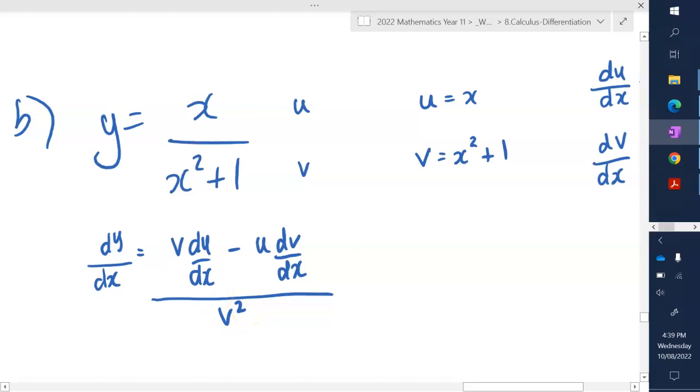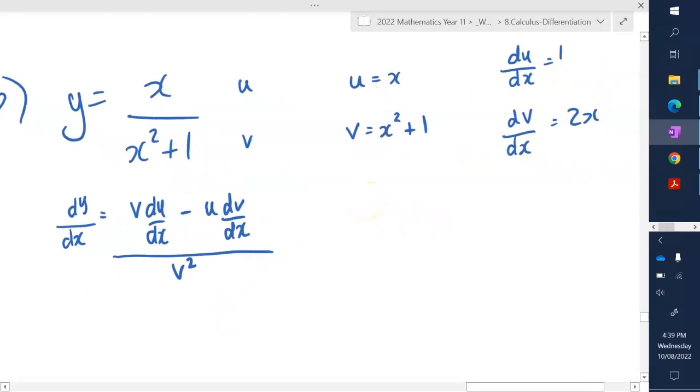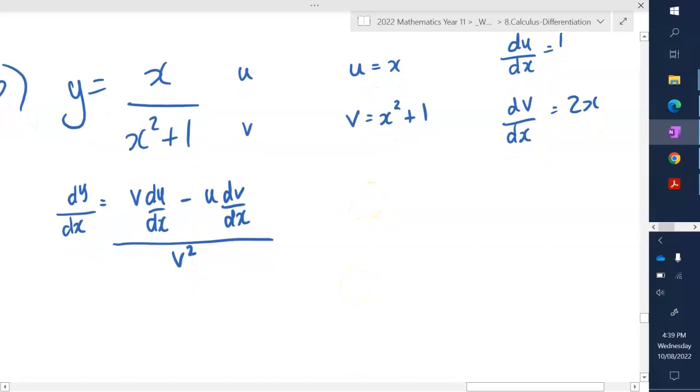A lot of people end up copying this rule down wrong, and there's no excuse for that because you are given that. Okay, dy dx is equal to v, x squared plus 1. If you want to pause it, you do it yourself and then see if you get the same as me. That would be great. Times by du dx, which is 1. I'm not going to put the 1 in there. I don't need it. Minus my u, which is x, times my dv dx, which is 2x. It is all over v squared.